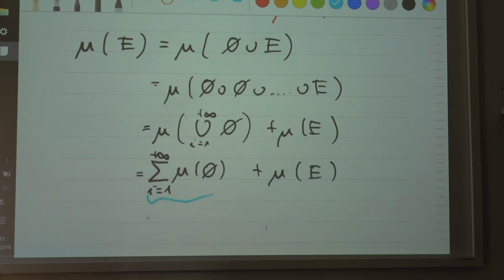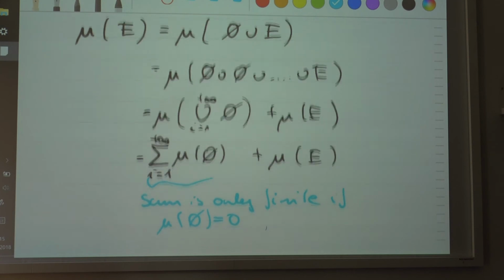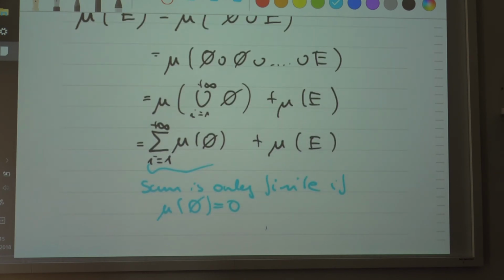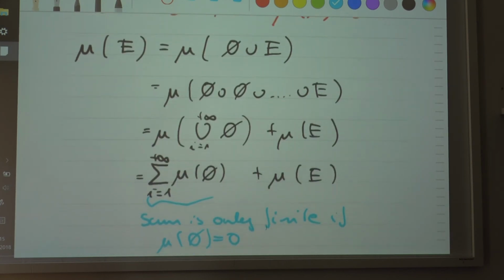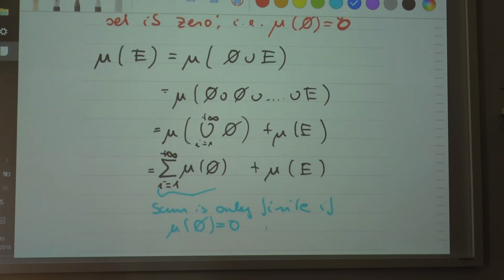The sum is only finite if the image of the empty set is equal to 0. So if the image of the empty set is not equal to 0, then this sum will not be finite, right? And you can see clearly that this thing is equal to that one. So the image of E is equal to the image of E plus the sum of the images of these countable empty sets, right? So you have a countable sum.